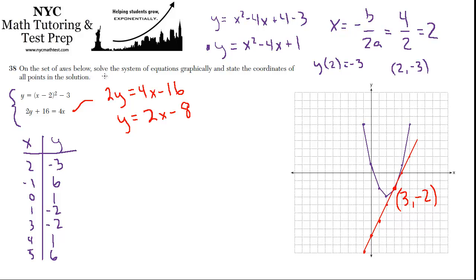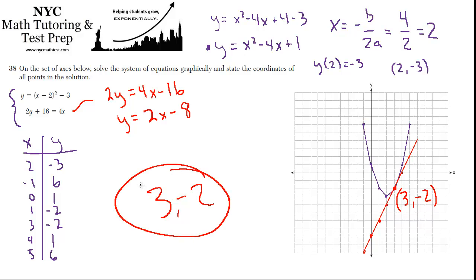We have successfully graphed the system of equations. We graphed both equations, and we found out where they intersect, and that's the solution. So 3, negative 2 is the only intersection point.